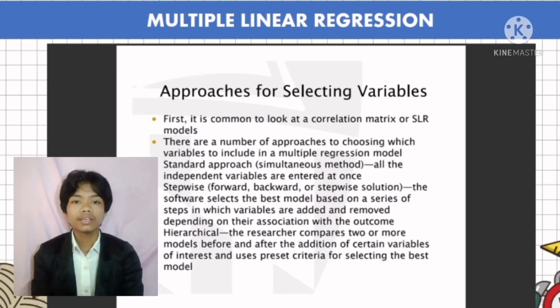Of course, in this analysis, it's important to have an approach for selecting variables. First, it is common to look at a correlation matrix or SLR models. And there are a number of approaches to choosing which variables to include in a multiple regression model. Standard approach or simultaneous method, all the independent variables are entered at once. Stepwise, forward or backward, the software selects the best model based on a series of steps in which variables are added and removed depending on their association with the outcome.